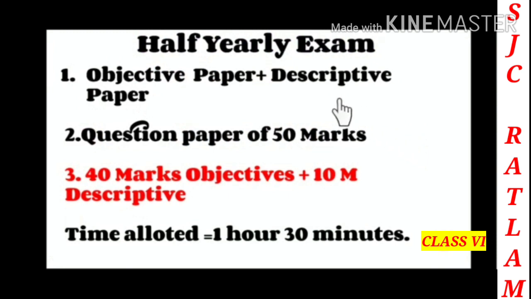Children, now here we are going to see the half yearly exam paper pattern. Objective paper plus descriptive paper. Here we can see that the question paper will be of 50 marks, that is 40 marks objective plus 10 marks descriptive. And here we can see that the time allotted is how much? 1 hour 30 minutes.